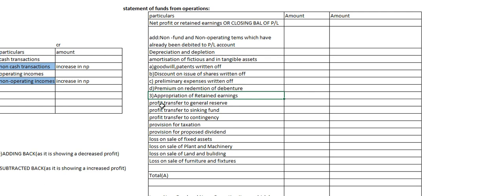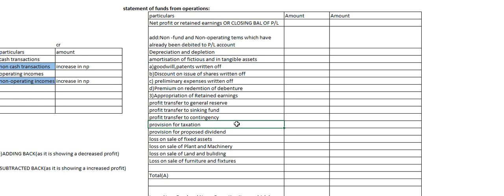Moving on to the third item, which is appropriation of retained earnings. Under that, whatever transfers have been made to the reserves, for example a profit transfer to general reserve, profit transfer to sinking fund, profit transfer to contingency. The appropriation made out of your retained earnings which has been debited will also be added back in your non-fund items. Then the provision of taxation.